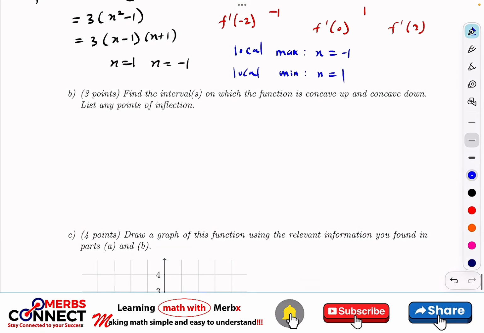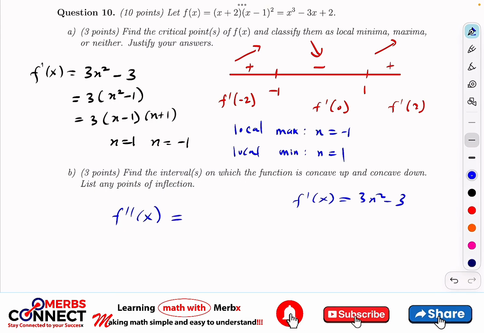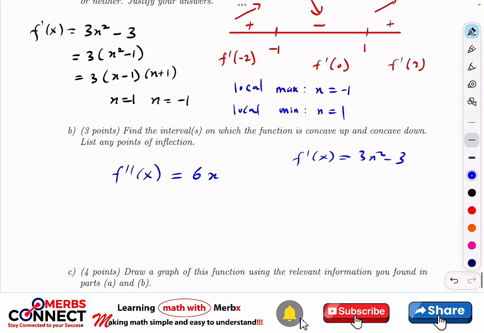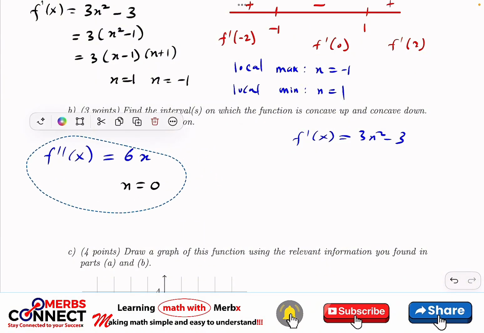Okay. Now let's look at B. Find the intervals on which the function is concave up or down. So for us to look at concave up and down, we need to look at the second derivative. So we need f prime prime of x. But we have f prime of x to be equal to 3x squared minus 3. So let's differentiate this one again and have 6x. So now the only value that will make f prime prime 0 is when x is equal to 0.